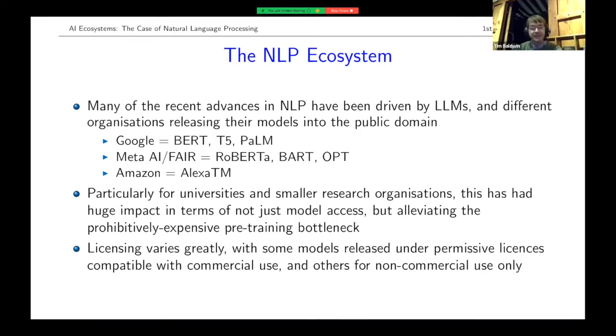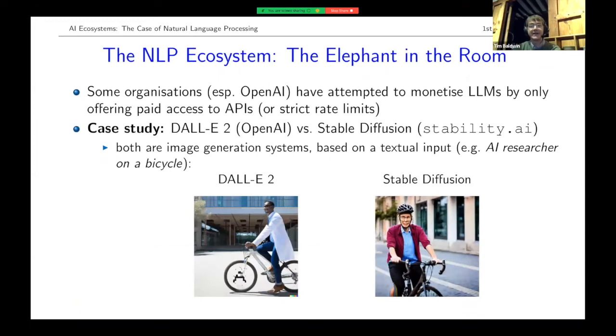Licensing is interesting. Different organizations have very different philosophies in terms of licensing. So models like BERT, say, were released under very permissive licenses and had a lot of impact because of that. Some of the other ones are under commercial or non-commercial licensing. That's a topic for another day.